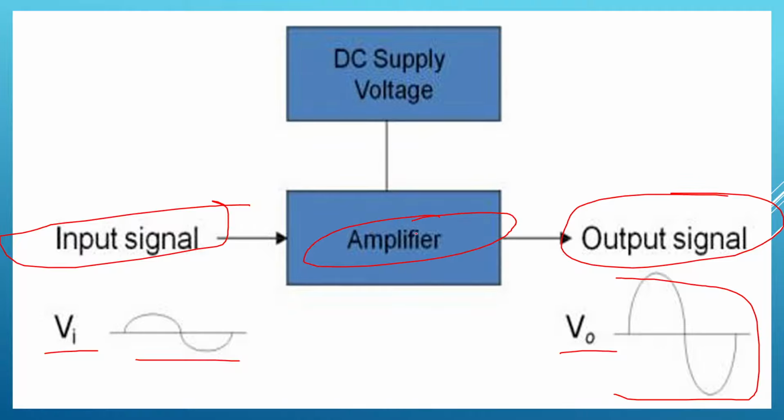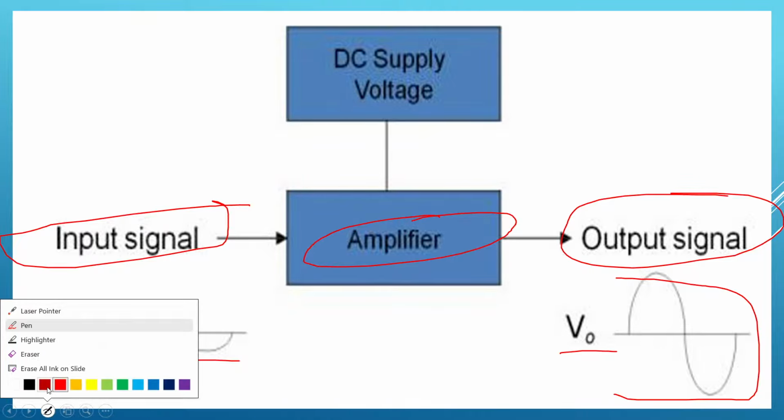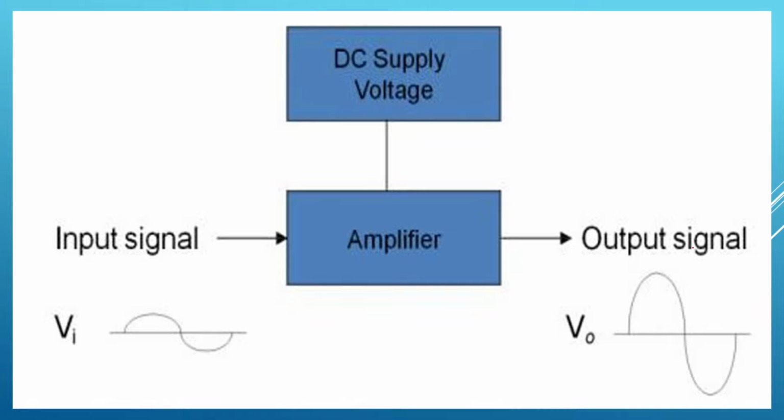For this amplifier, it needs some energy to perform its function. When input is given, it has to produce the output, so it needs some electrical energy. That electrical energy is given here as the DC supply voltage. Sorry, not input. It is the energy source for the amplifier to perform its function. When the input signal is given, it has to produce the output signal, so it needs some energy. That is our DC supply voltage. Just draw it.